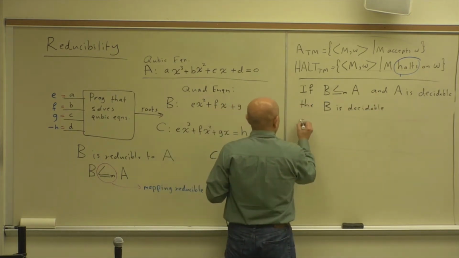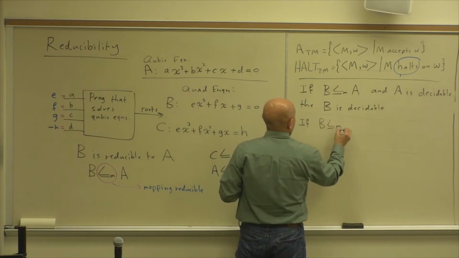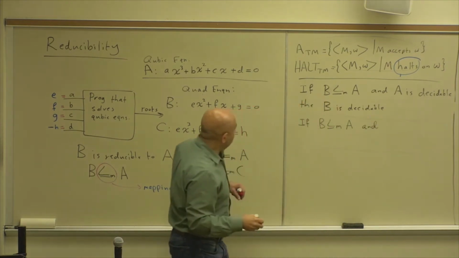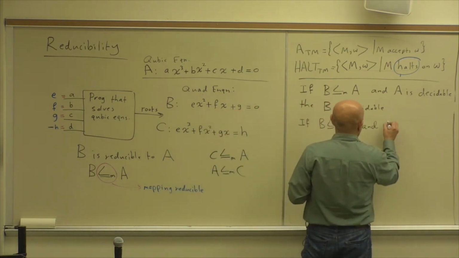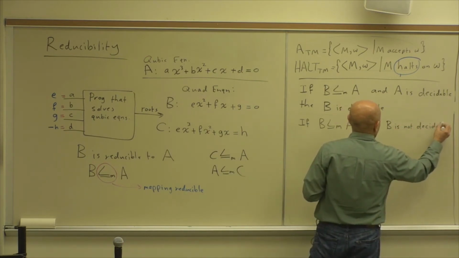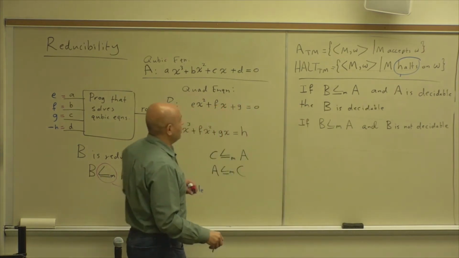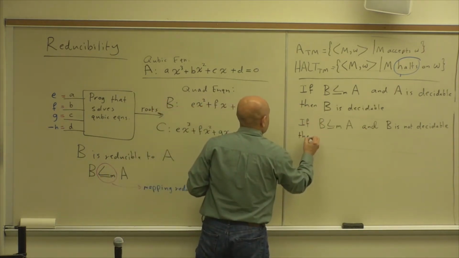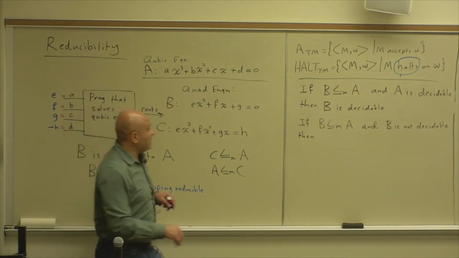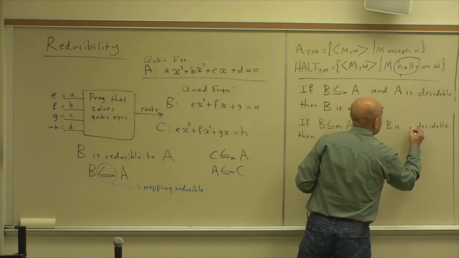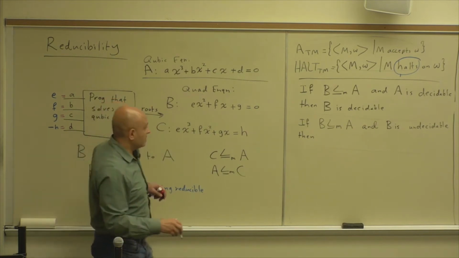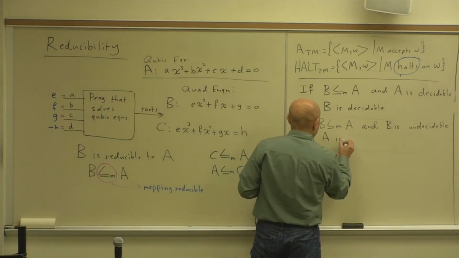Now, if B is mapping reducible to A, and B is not decidable, what can we say about A? If B is undecidable, what can we say about A? It must be undecidable. Why?